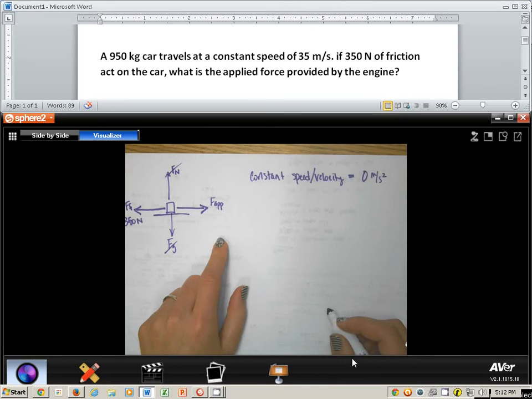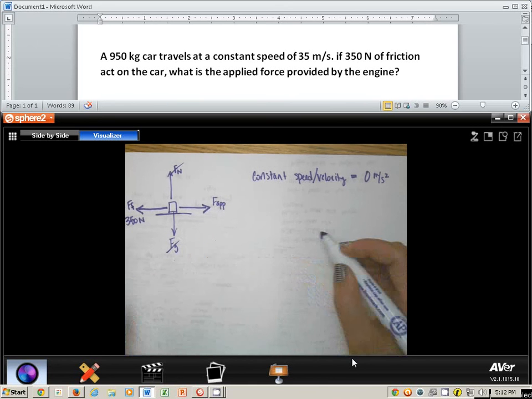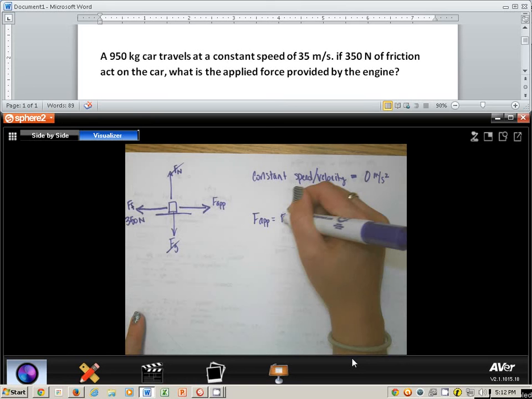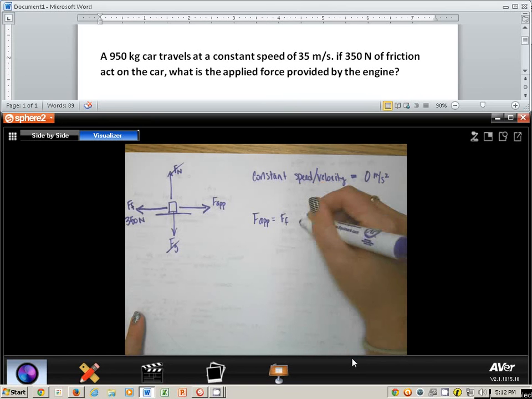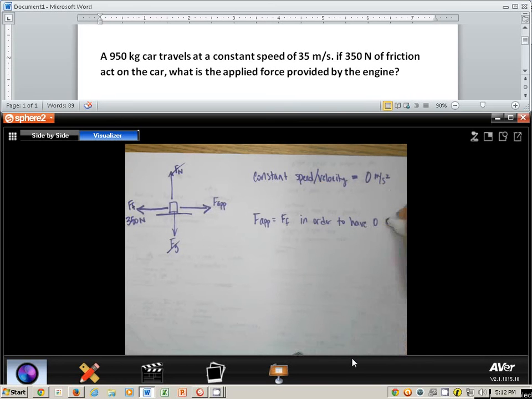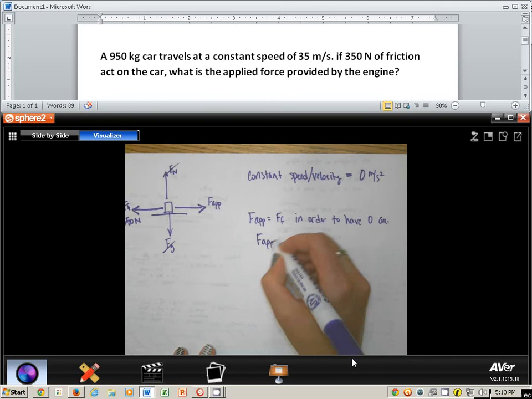In this particular case, there's really no math to be done. It's just me knowing that the F applied has to be equal to the F friction in order to have 0 acceleration. So F applied is also 350 newtons.